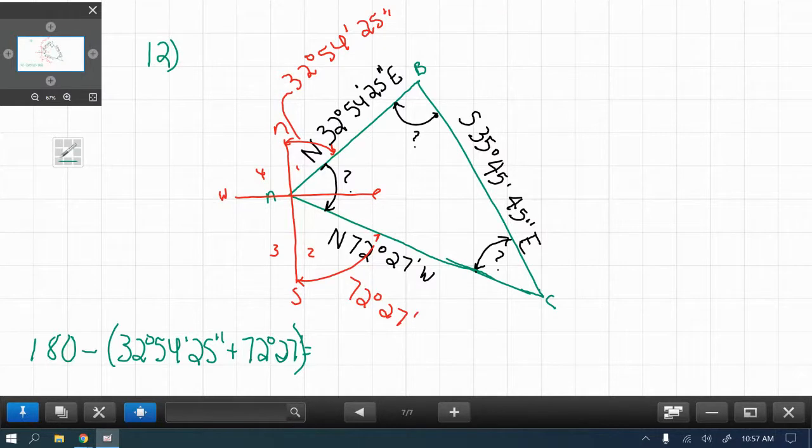So that's A. And A was 74 degrees. 38 minutes, 35 seconds. All right. Going to B. I'm going to sketch B up here out of the way.